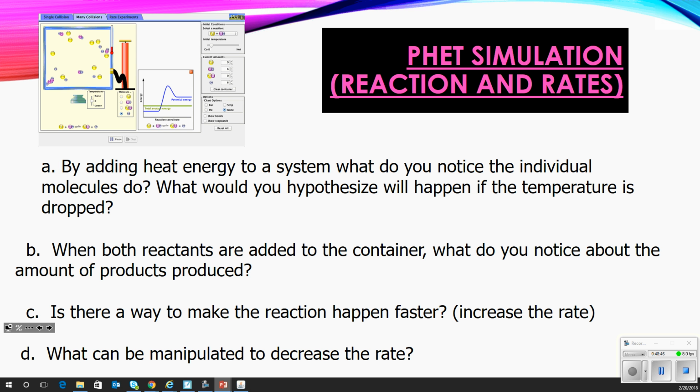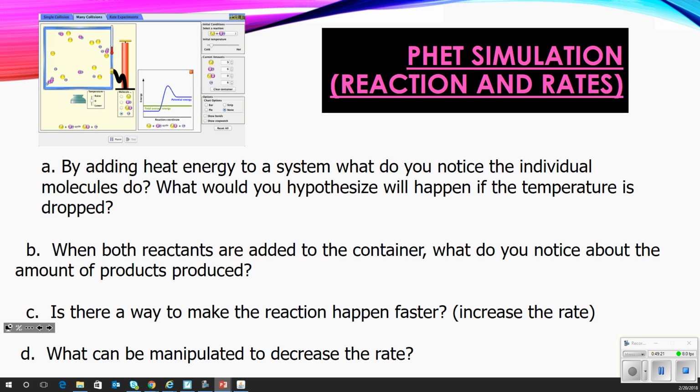So what I'd like you to do now, and I have a hot link for this on your Canvas, or you can just put PhET simulation reactions and rates in the Google search, and it should bring it right up. I would like you to take a few minutes and just play with this simulation on your own, thinking about these questions. By adding heat energy to a system, what do you notice about the individual molecules, and what would you hypothesize would happen if the temperature was dropped? Then drop the temperature, see what happens.